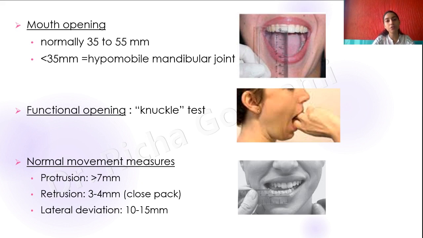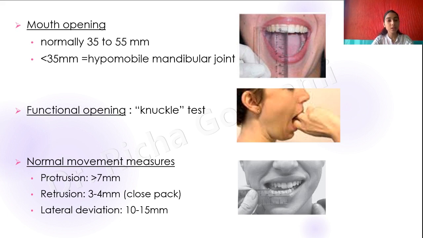Now check the mouth opening. Normally it is 35 to 55 mm. If it is less than 35 mm, the TM joint is considered a hypomobile joint. Here in the picture you can see how, using a ruler, we can check mouth opening. The central occlusive line can be used to measure mouth opening.